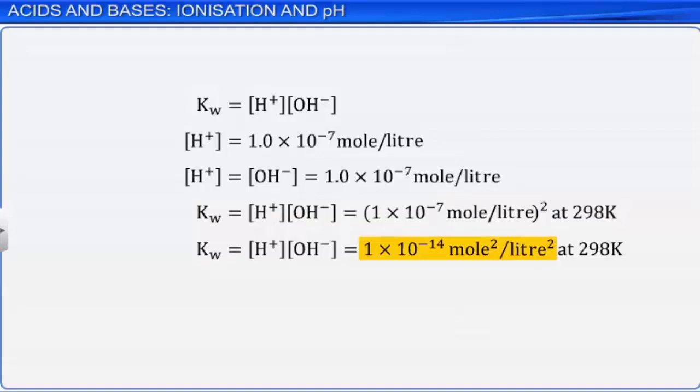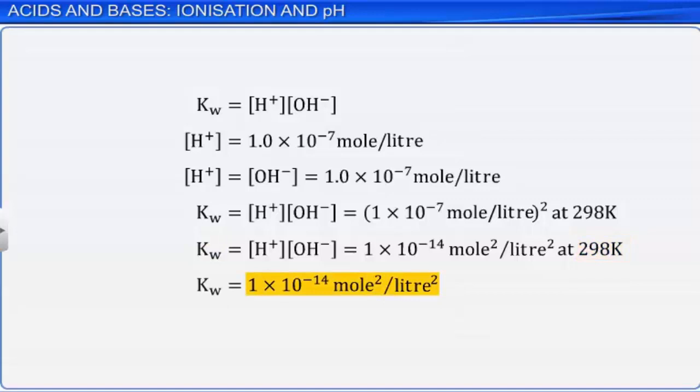This is equal to 1 multiplied by 10 to the power of minus 14. Hence, the value of the ionic product of water at 298 Kelvin is equal to 1 multiplied by 10 to the power of minus 14 moles square per liter square. It must be remembered that Kw, being the equilibrium constant, depends on temperature.